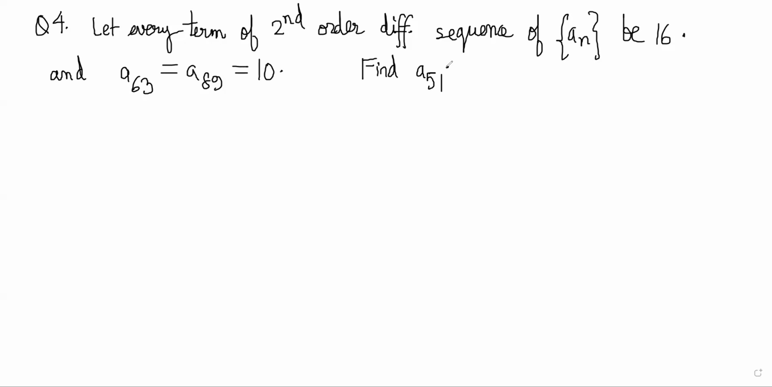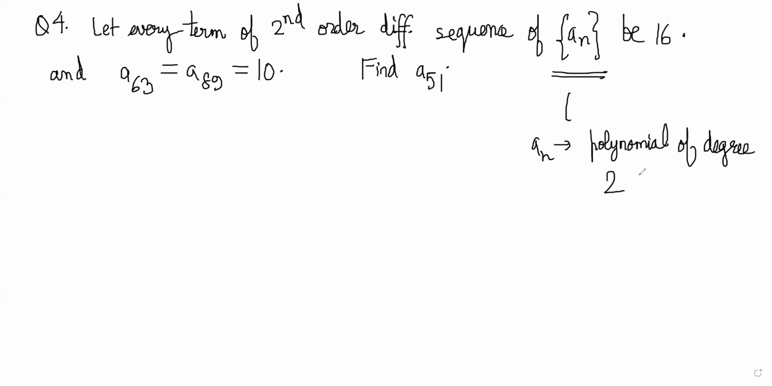The question is pretty simple. You have every term of a difference sequence being 16, and this is the second order difference sequence, right? The second order difference sequence of An is 16. So we know from the theory session yesterday and the previous class that if it is a second order difference sequence, then An is a polynomial of degree 2 in n.